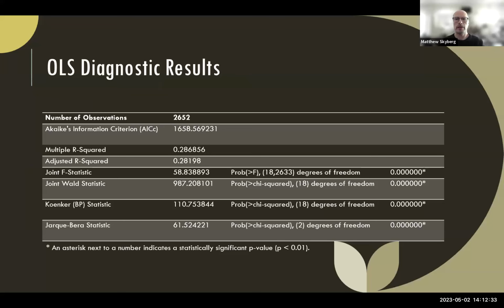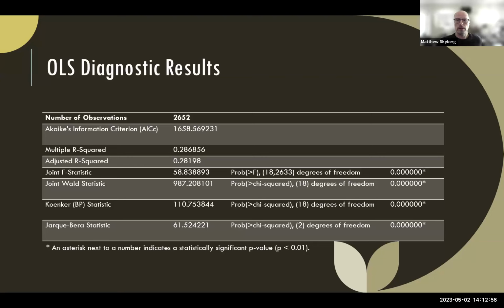So the OLS diagnostics show that 2,652 census block groups were included in the study area. The AICc was the best performing of the models tested in exploratory regression. And the adjusted R squared was just over 0.28, which means that the model is only explaining about 28% of the variation in tree index values.